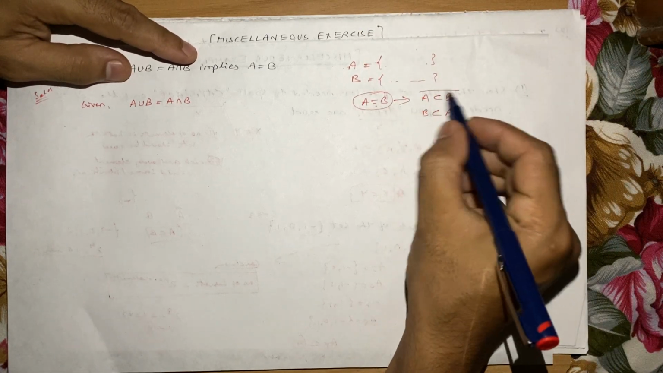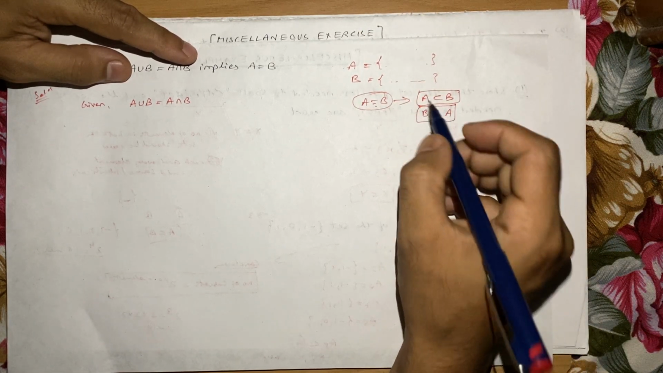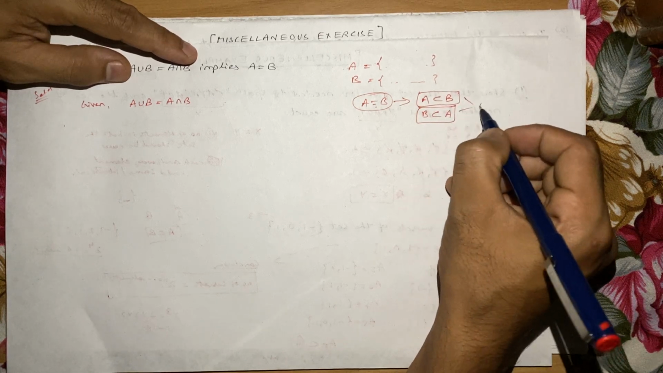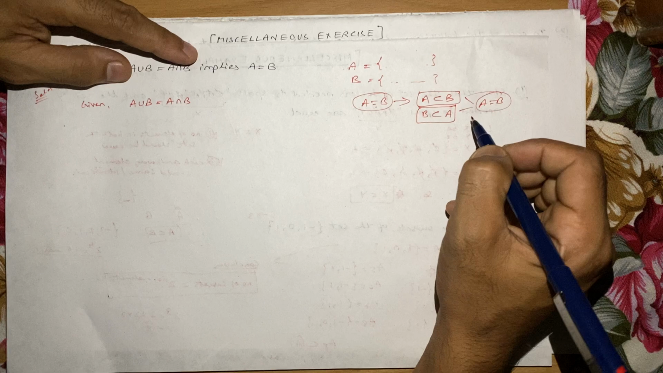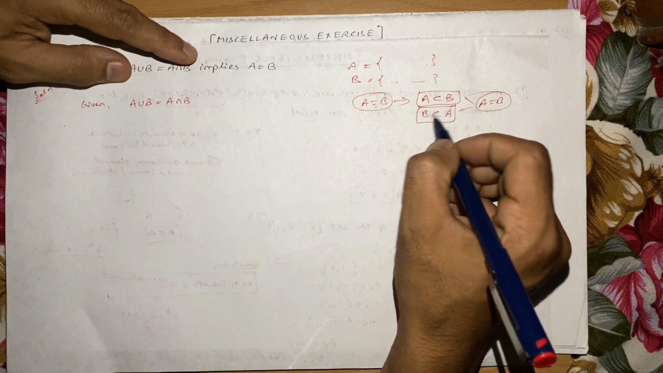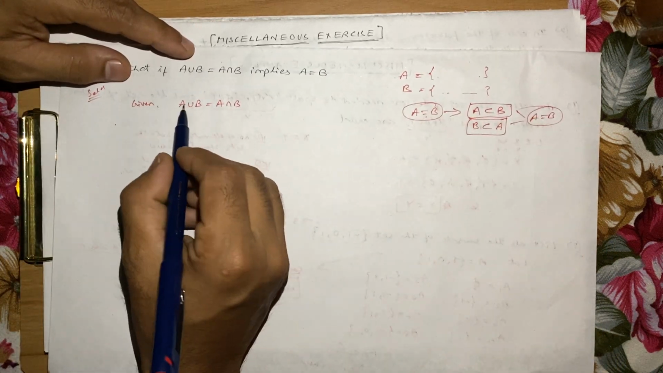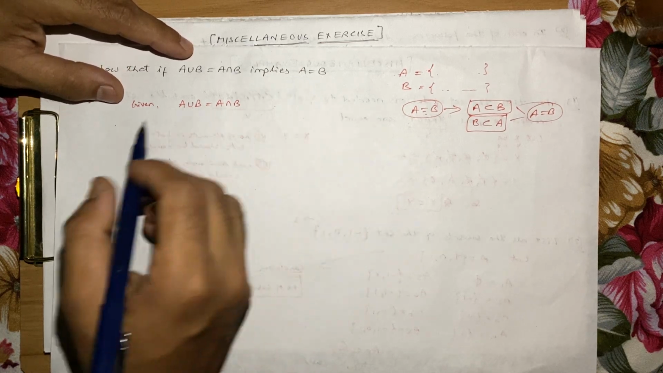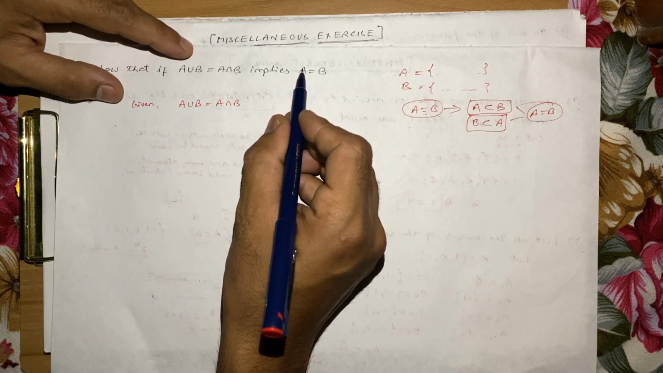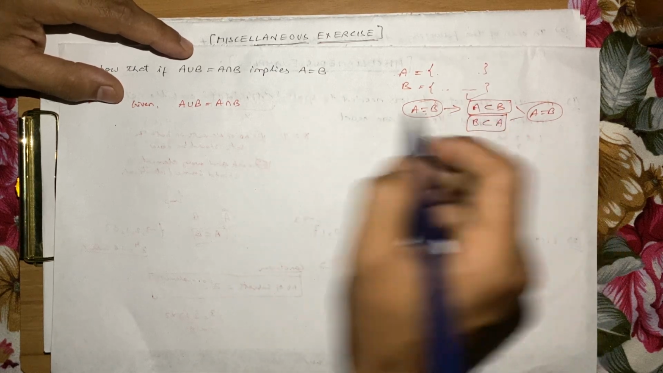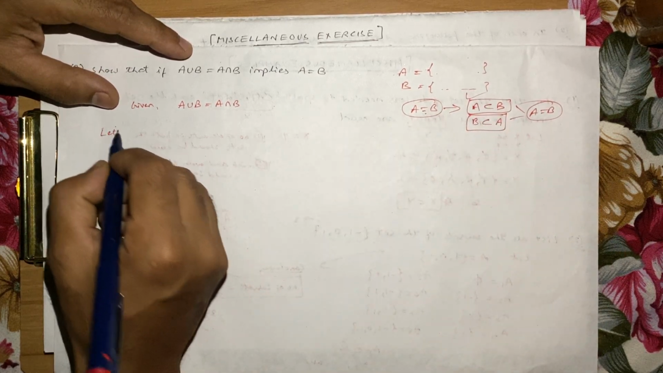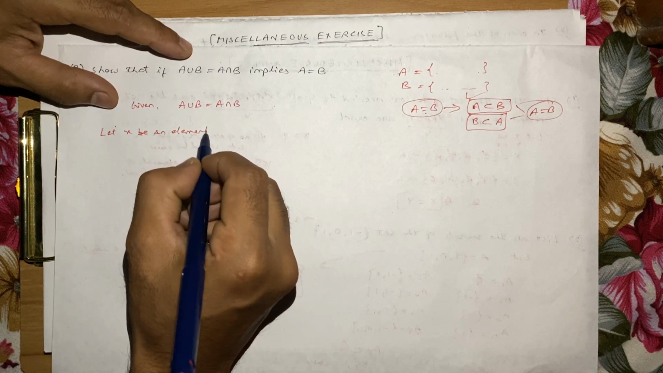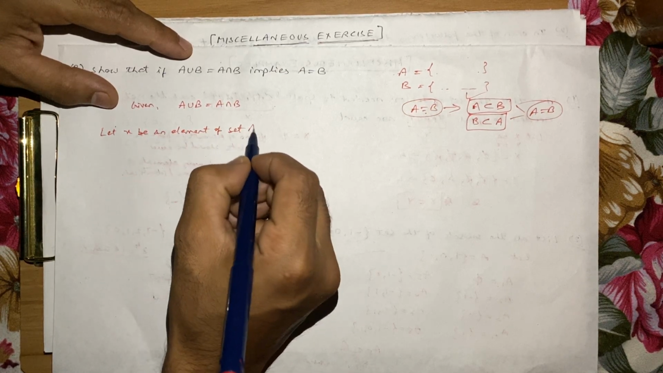So if you prove these 2 conditions, A is a subset of B and B is a subset of A, then it means A is equal to B, obviously, right? Only then these 2 will be true. So this is the given condition, and we need to show this. So let's start from this side. Let's try to prove this first, A is a subset of B. So let's say, let X be an element of set A.